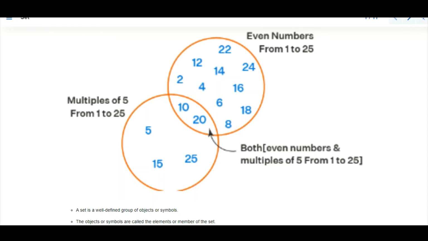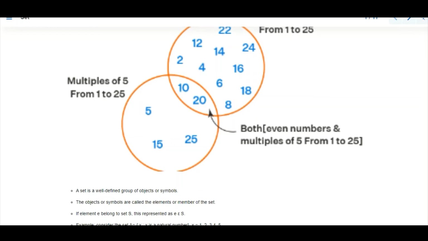Now what is a set? A set is a well-defined group of objects or symbols. So whenever you have a well-arranged group of objects, things or symbols, then we can refer to such as a set. Every object or symbol in a set is called an element or a member of the set. If element E belongs to set X, it is represented as what we have here, which means that E is a member of set X.